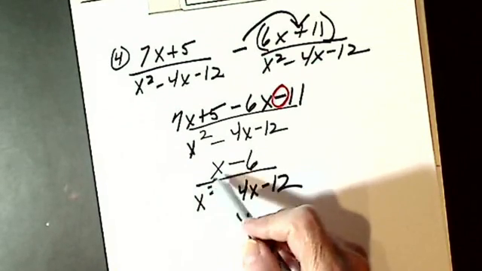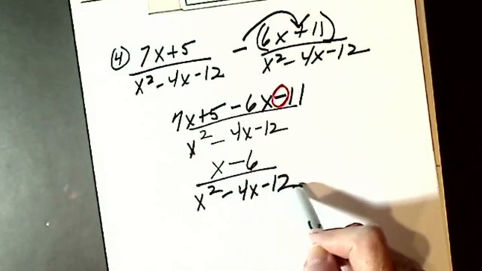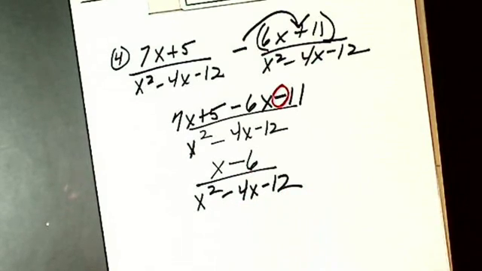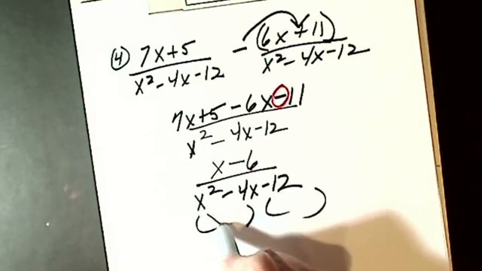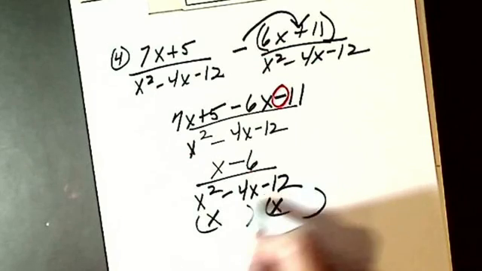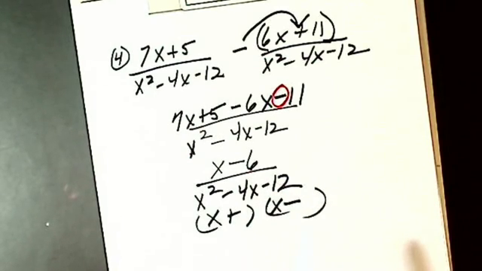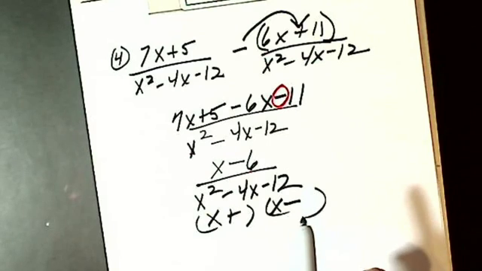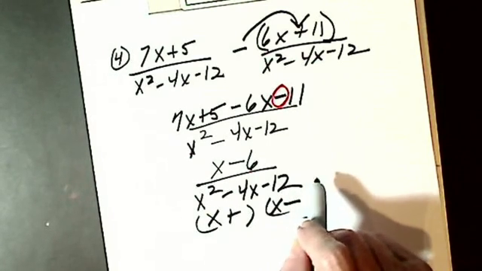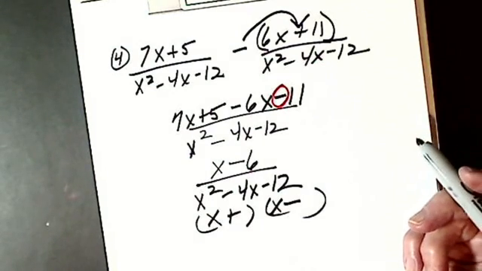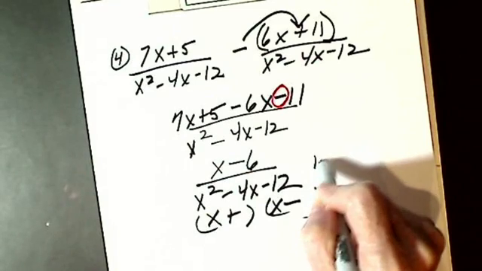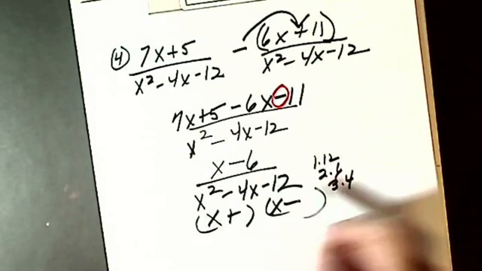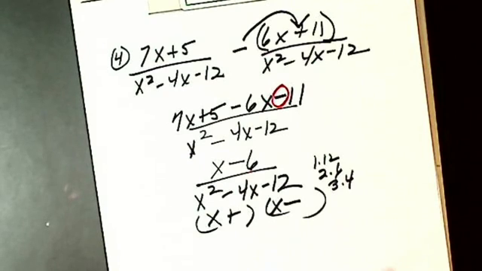I can't cancel because I have terms. Can't cancel the 6 with the 12 or this x and this x squared. But I look at my denominator, that's a trinomial. So I can factor it. Or I check to see if I can. Minus means it's plus minus. I need two numbers that multiply together that give me 12. 1 times 12, 2 times 6, or 3 times 4. I want a pair that if I add or subtract, so it's 1 times 12, 2 times 6, or 3 times 4. I want to know which pair, if I add or subtract, do I get a 4. Gotta be 6 and 2.